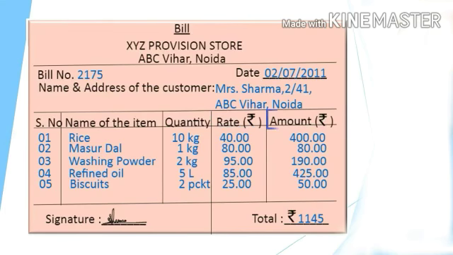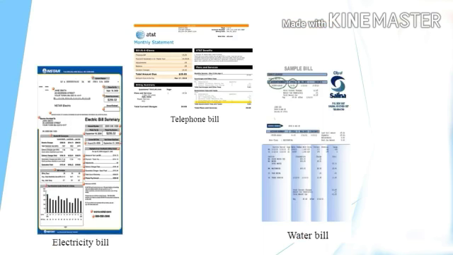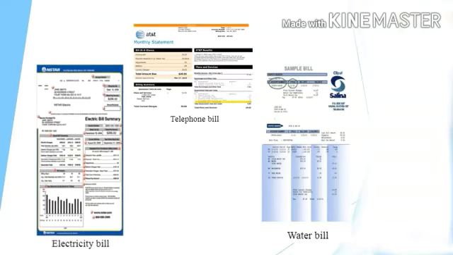In the amount column, the cost of various items is written. The total cost is written towards the end in the amount column. The shopkeeper always puts his signature on the bills. We have different types of bills, like telephone bill, electricity bill, water bill, etc.